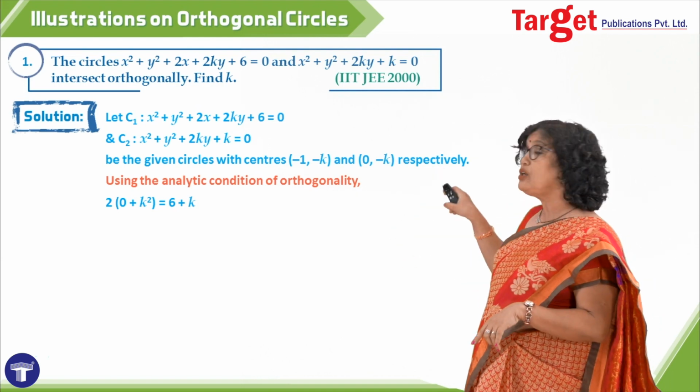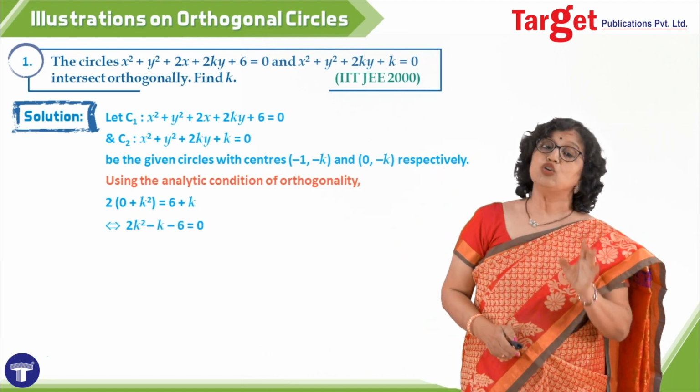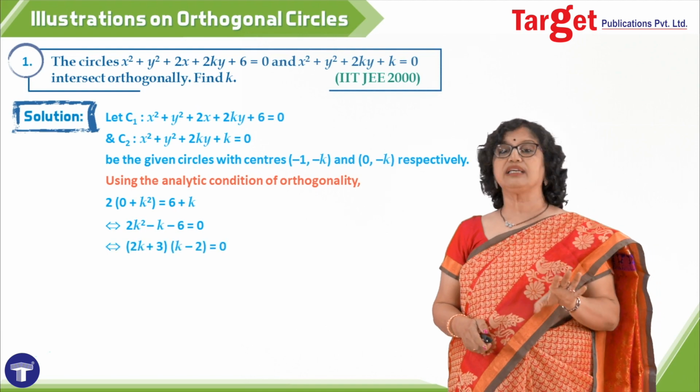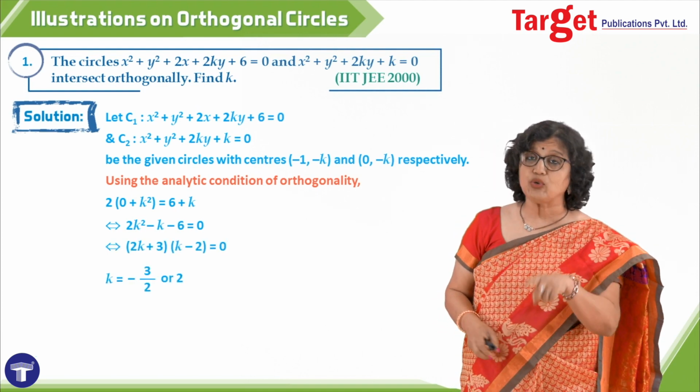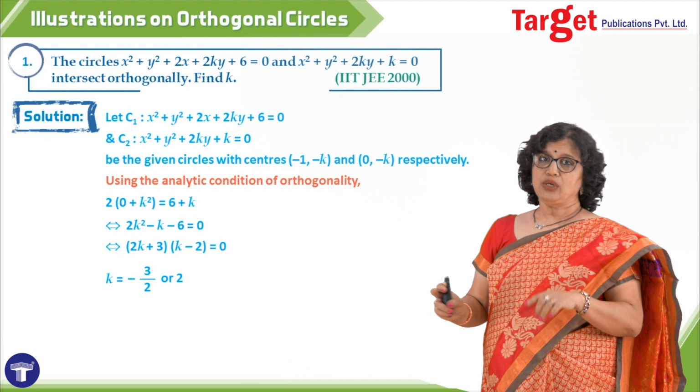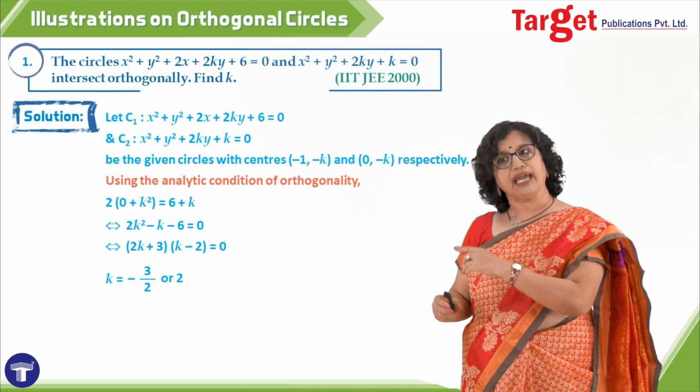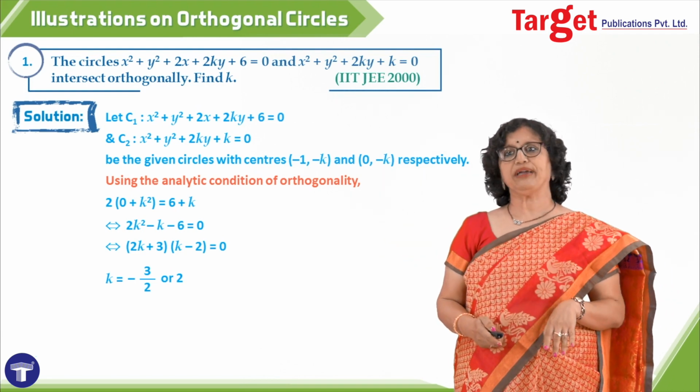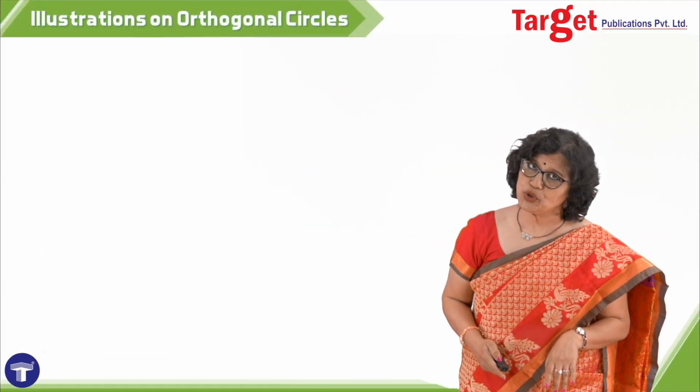Substitute there to get 2k square equal to 6 plus k. So this gives you one quadratic equation in k, which on solving will give you minus 3 by 2 and 2. So question was regarding find k. So we have found values of k. Okay. So proceed further to the next question.